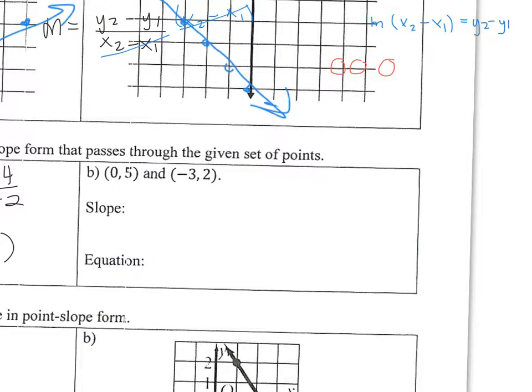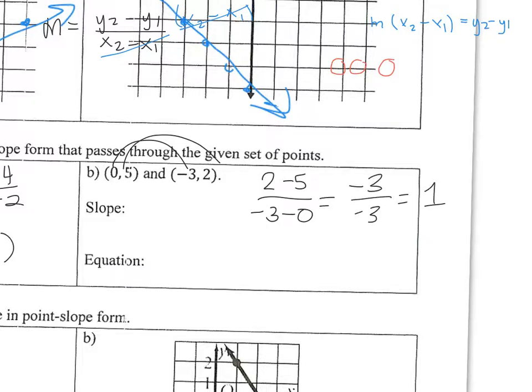So over here I'm going to write it in point-slope form. First I have to find the slope, so I do 2 minus 5 over -3 minus 0. So that's -3 over -3, which is 1. So slope is 1. So then I write my equation using either point. So I'm going to pick this point. So it's going to be y minus 5. This was a positive 5, this is going to be -5. Equals my slope, which is 1, times x minus 0.